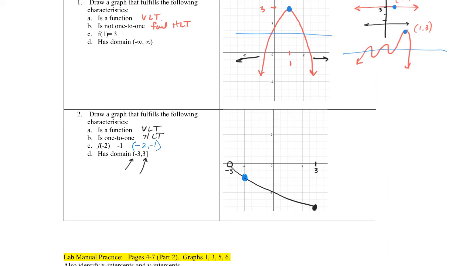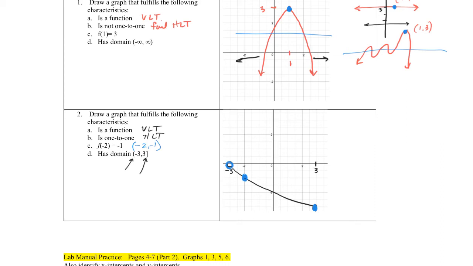And then my domain is from -3 to 3. Now, -3 with the parenthesis means it's not included. That's the reason I use the open circle here, because that point actually doesn't exist on the graph. So from -3 to 3, +3 is included, so I used a closed circle. So your graph should not exist to the left of -3 or to the right of +3. Your graph should only exist between those two values. Okay, so again, you could have a multitude of things. Just make sure that your graph has these characteristics.